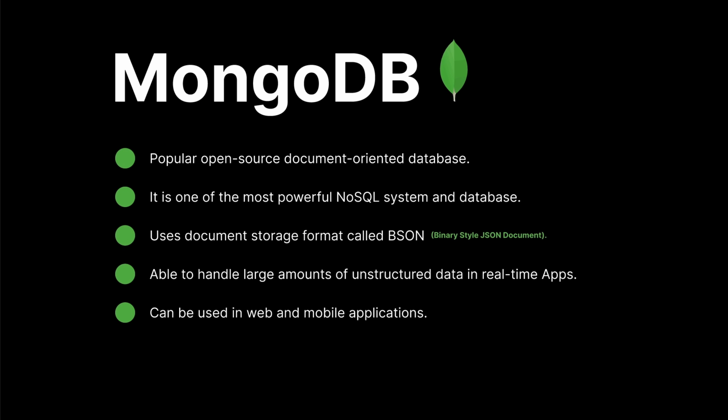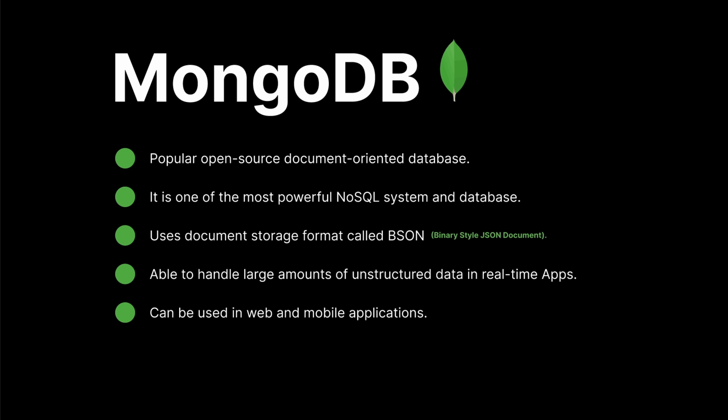So what in the world is MongoDB? MongoDB is a popular open source document-oriented database, and it is one of the most popular NoSQL systems and databases. It uses a document storage format called BSON, which stands for binary style JSON document, and it will enable you to handle large amounts of unstructured data in real-time apps, and it can be used in web applications and also in mobile applications.